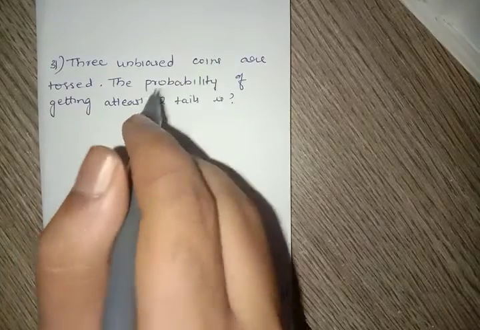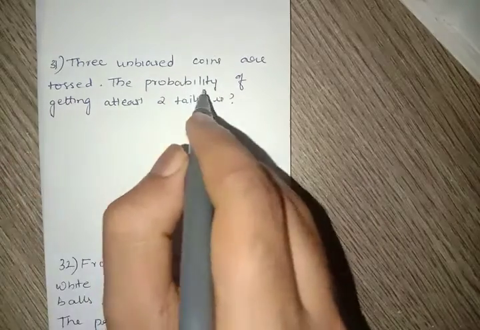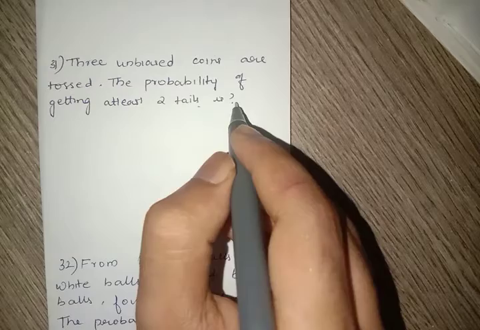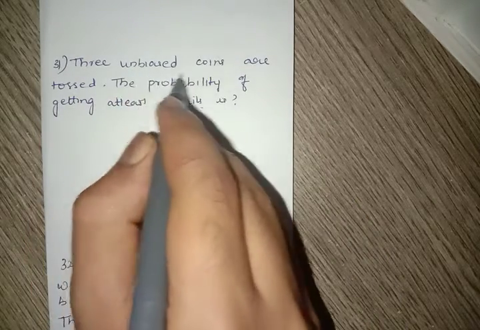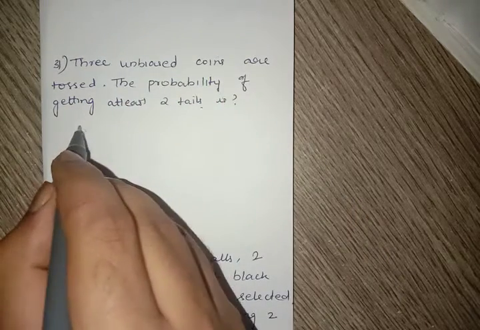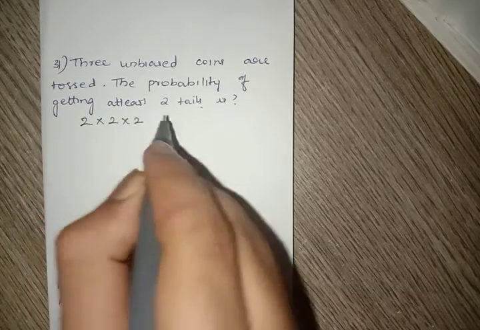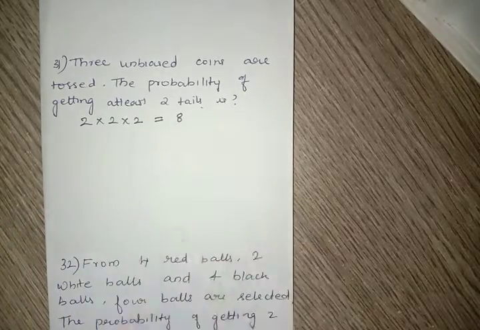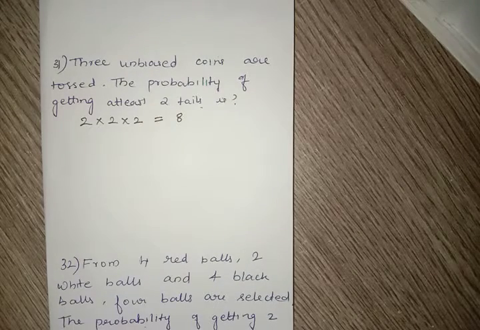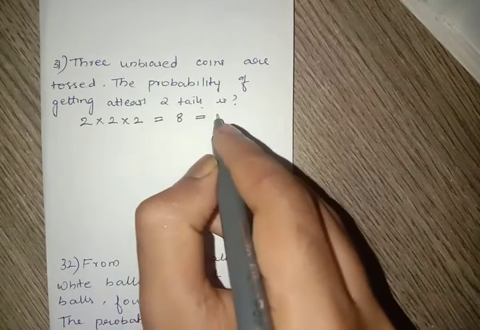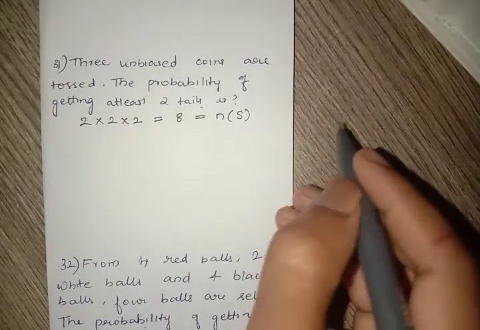Three unbiased coins are tossed. The probability of getting at least 2 tails is. So they are saying that 3 unbiased coins are tossed. So the total outcomes will be equal to 2 into 2 into 2, which is equal to 8. So the total outcomes are 8. We can write it as n(S).